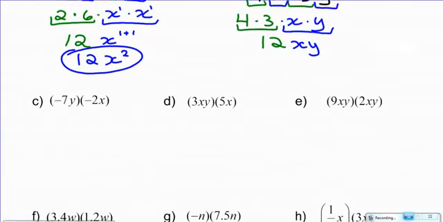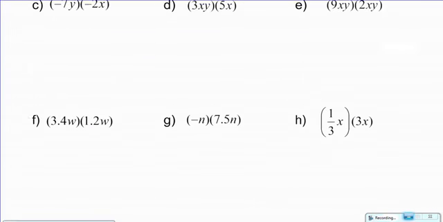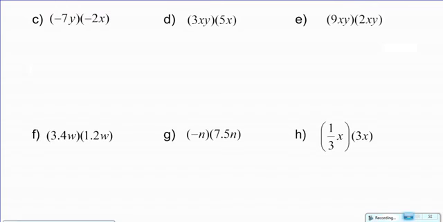Okay, give a couple more of these a go. Yes, there are a lot here. No, I'm not going to do all of them for you. Take a look at C. So we've got, I'm going to keep these in brackets just to keep the negative sign with the proper integer. So negative 7 times y times negative 2 times x.